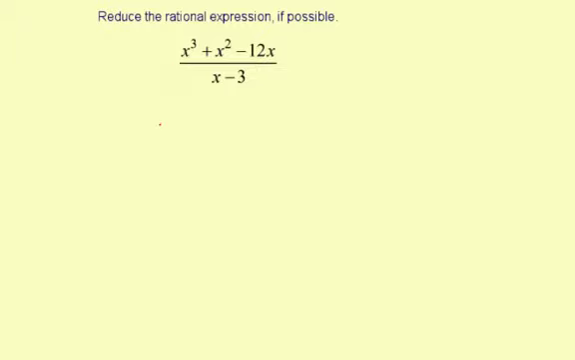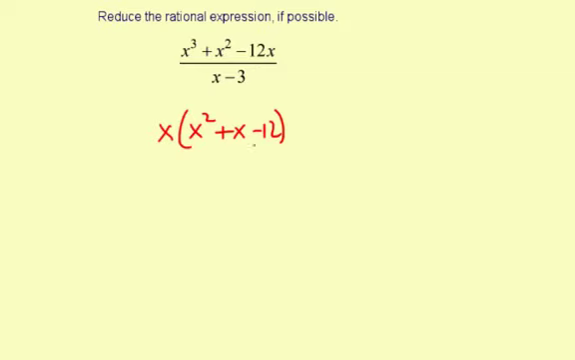So this numerator, I know an x can be factored out, so it's going to be x and then times x squared plus x and then minus 12 is going to be left over. And x times x squared is x to the third, x times x is x squared, x times negative 12 is negative 12x. So I know this is factored correctly so far.